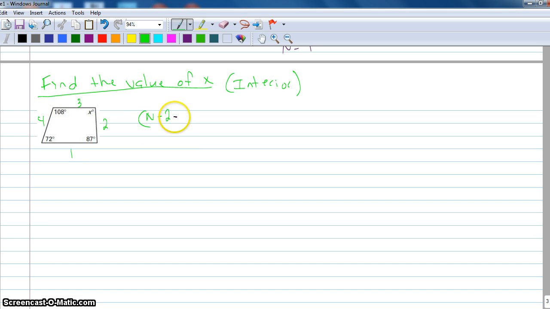How many degrees should be inside? N minus 2 times 180. N is 4 because there's 4 sides. 4 minus 2 is 2. 2 times 180 is 360. So when you add all of these numbers, including the x, you should get 360. So x plus 108 plus 72 plus 87 equals 360.